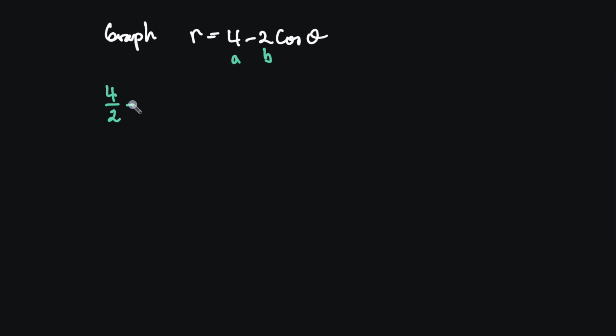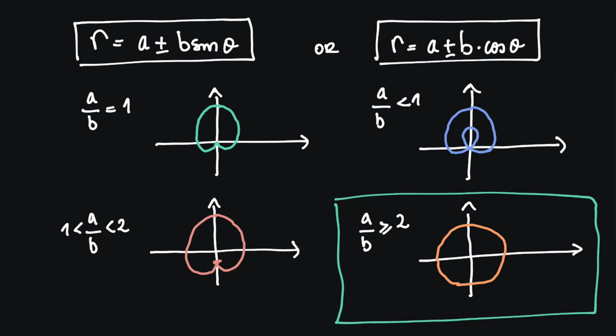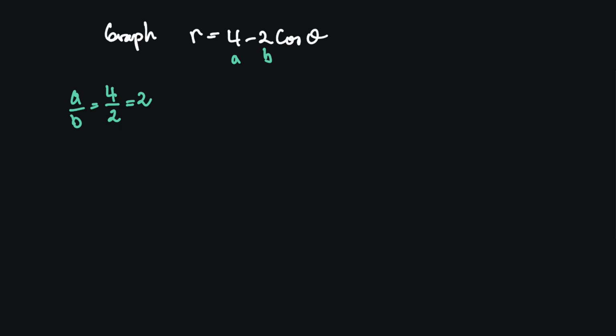Okay, let's try to graph r equal to 4 minus 2 cosine of theta. Again, we need to do the A divided by B test, and this is A, this is B, so 4 divided by 2 is equal to 2, right? And we know that if it's equal to 2, we go back, we're going to get a convex Limacon. It's going to be pretty much something like this, okay? These ones are a little bit easier.